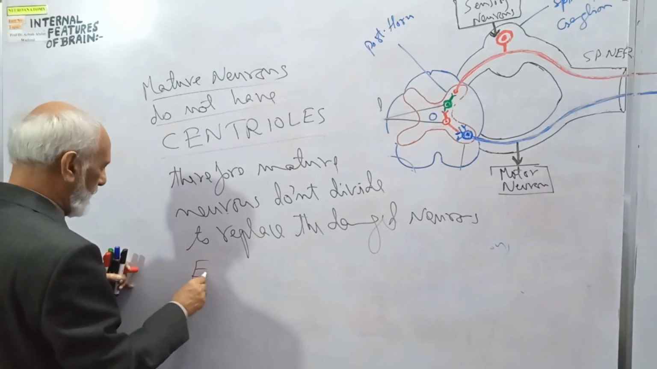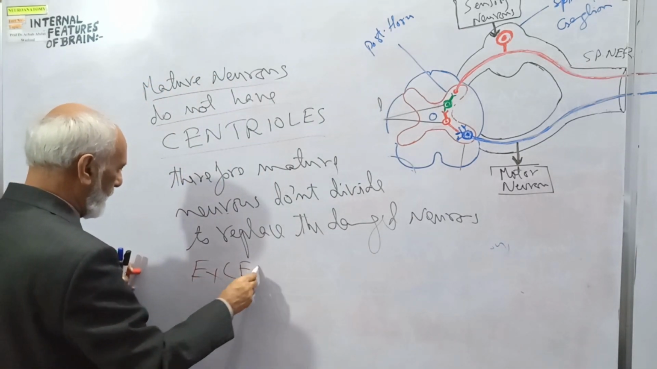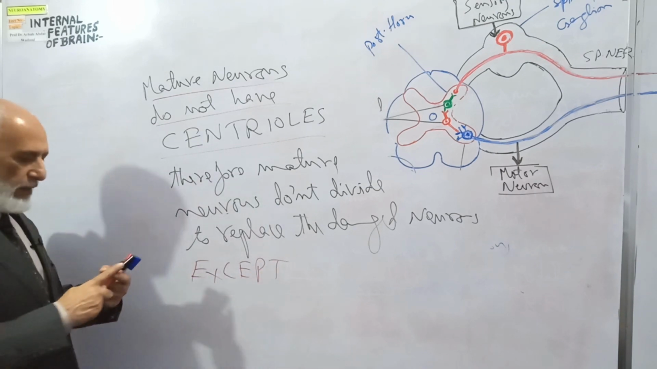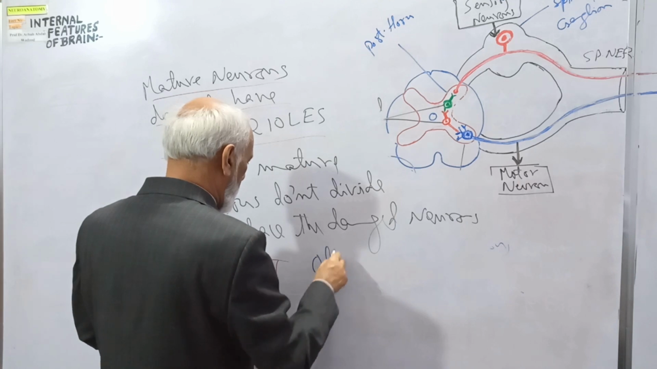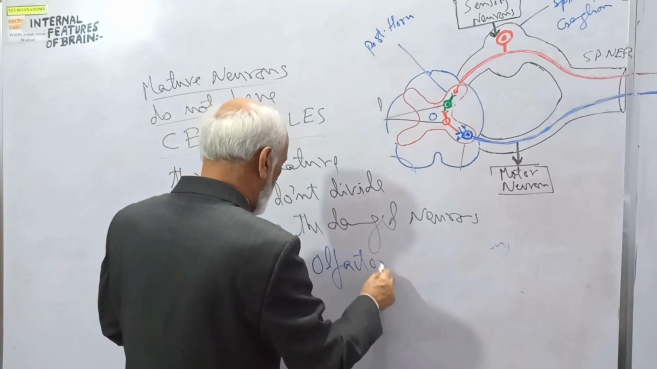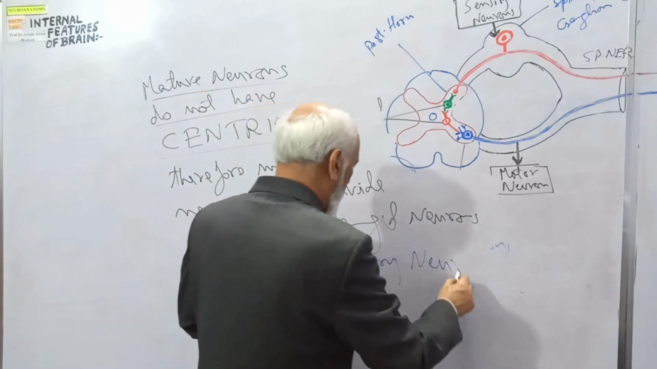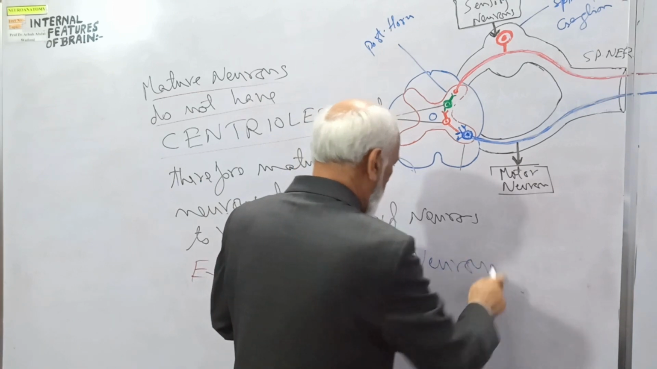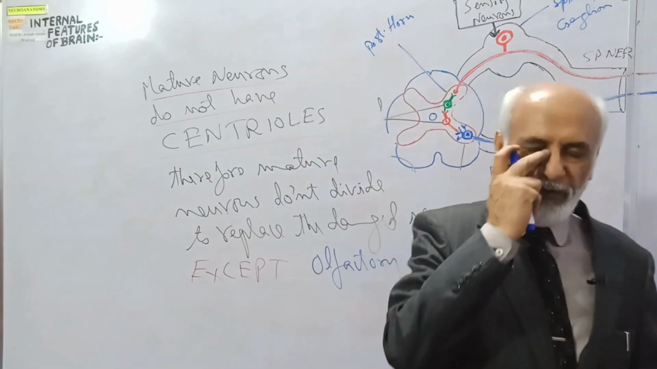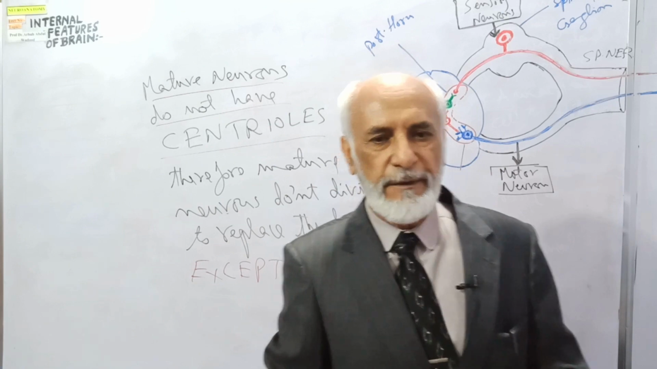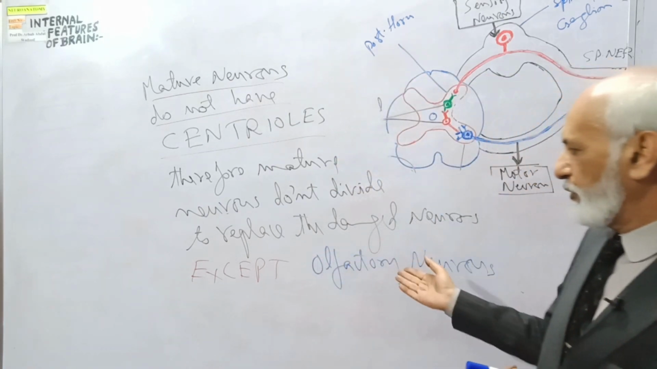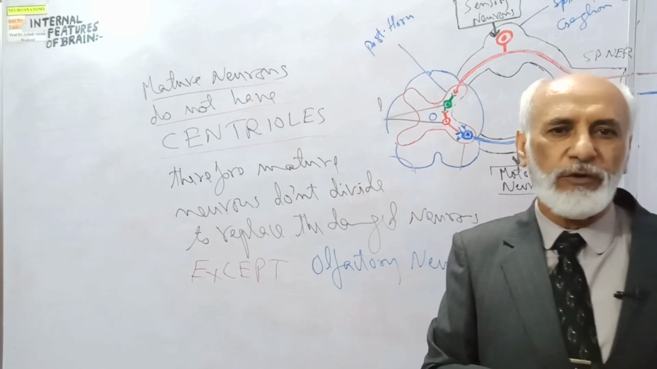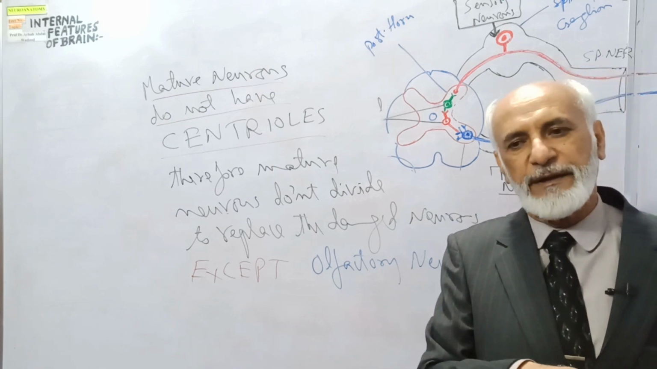Except olfactory neurons. The neurons in the olfactory mucosa of the nose, meant for sense of smell. These mature olfactory neurons contain centrioles. They have the ability to divide and replace.